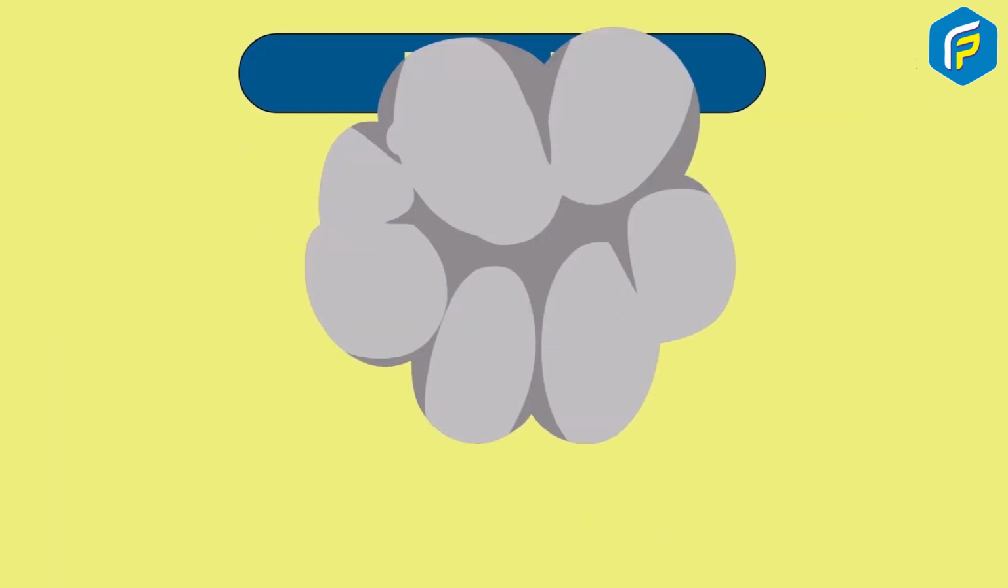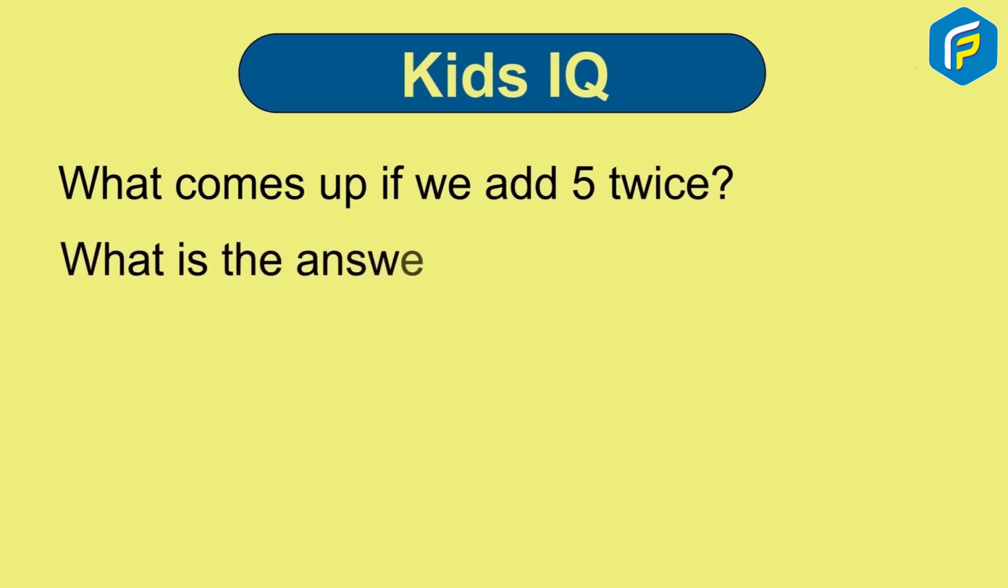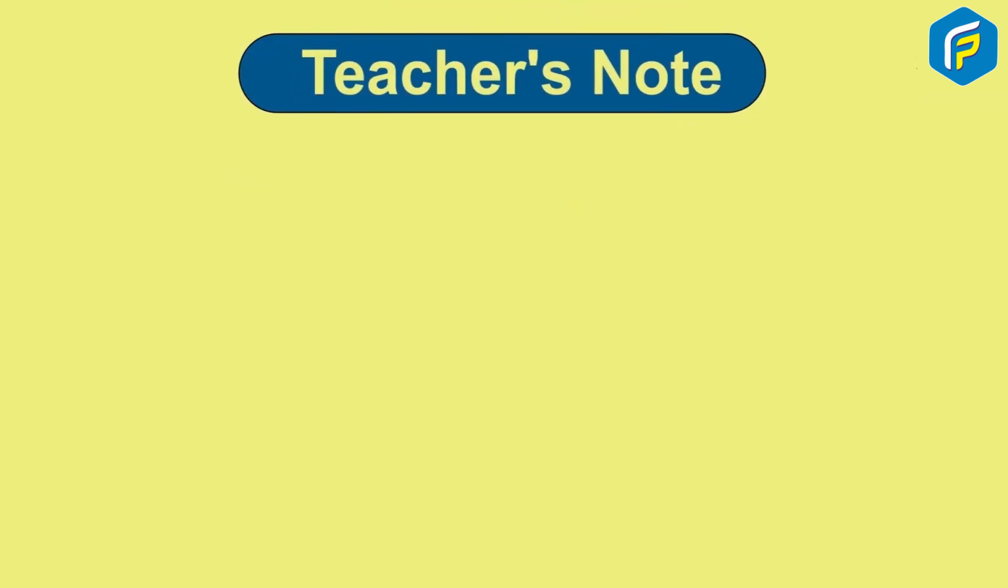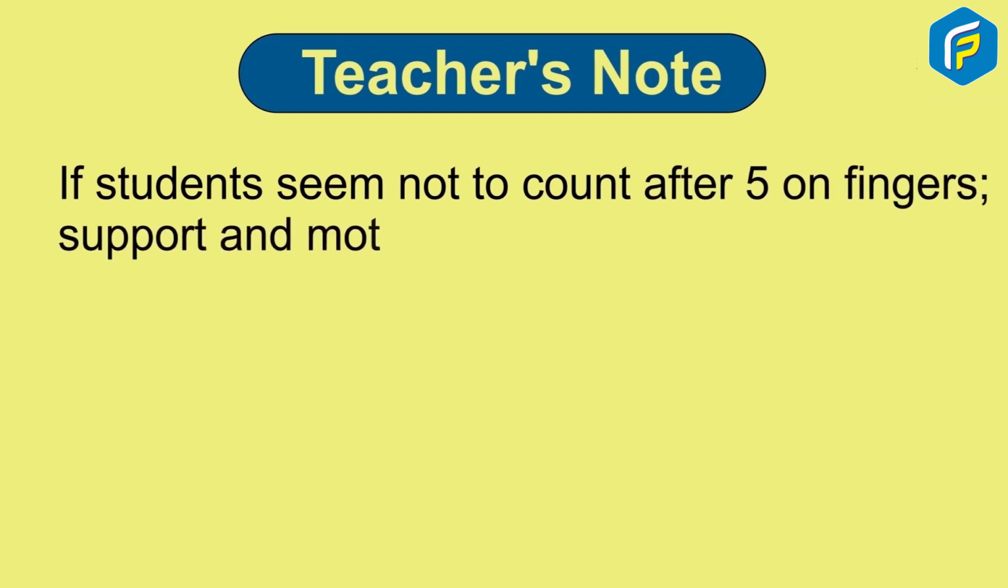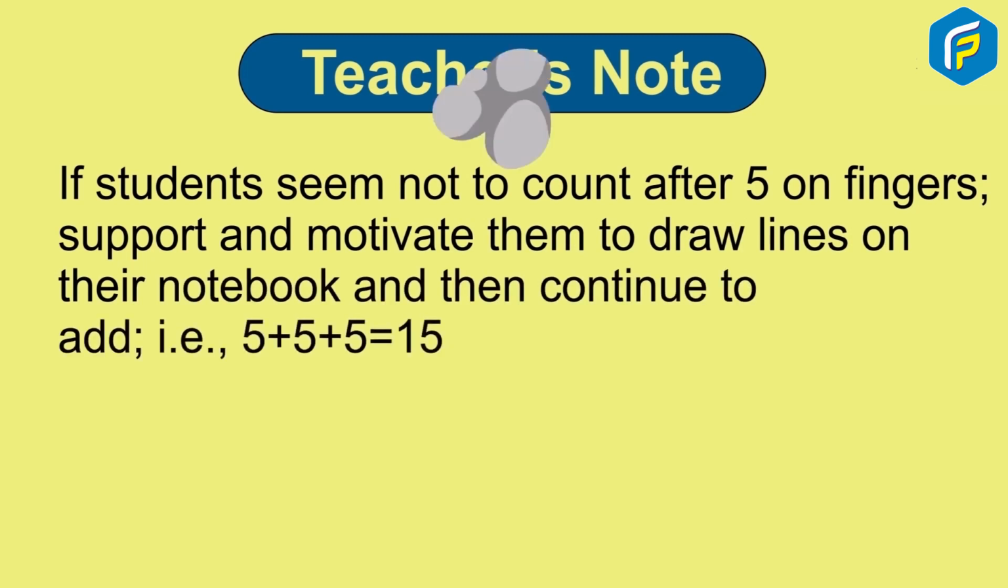Kids IQ. What comes up if we add 5 twice? What is the answer for 5 plus 5 plus 5 plus 5 plus 5? What comes up if we add 5 0 times? Teacher's note: if students seem not to count after 5 on fingers, support and motivate them to draw lines on their notebook and then continue to add, that is 5 plus 5 plus 5 is equals to 15.